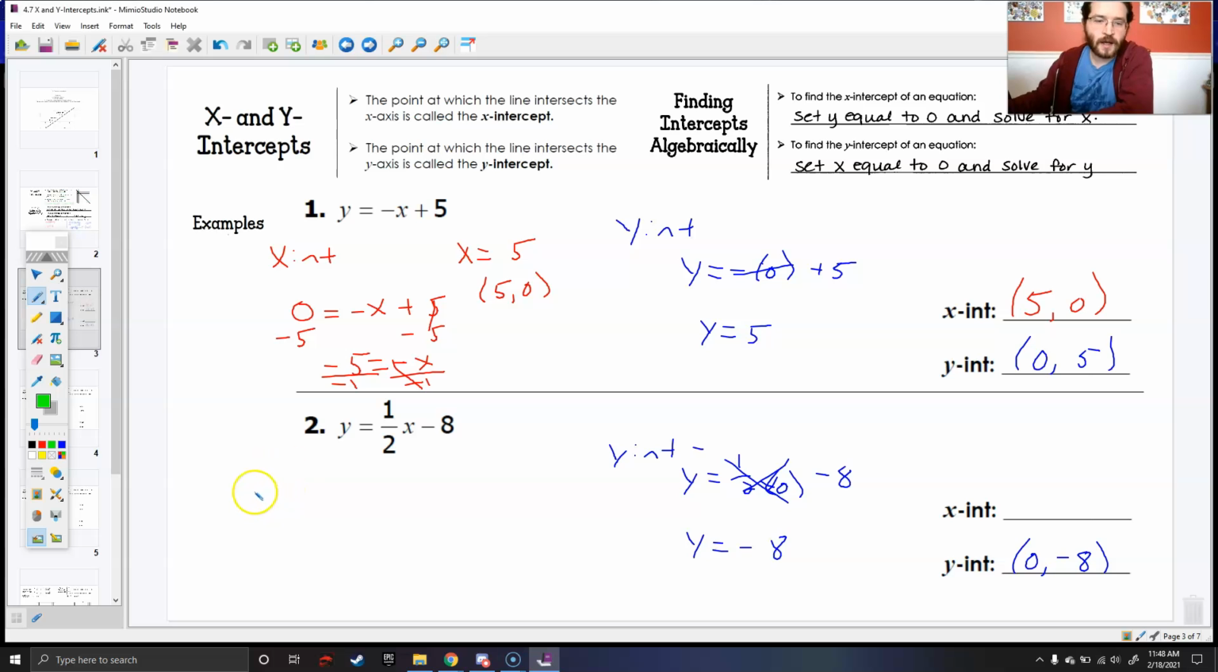All right, let's do our x. So we set our y to 0. 0 equals 1 half x minus 8. So we're going to add 8 to each side. So we have 8 equals 1 half x. All right, and then we need to reverse that. So this is 1 half times x, so we're going to multiply by its reciprocal, 2 over 1. So those cancel out.